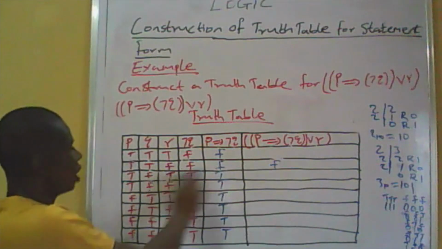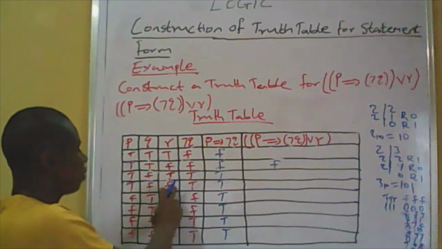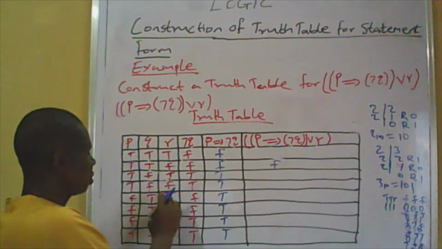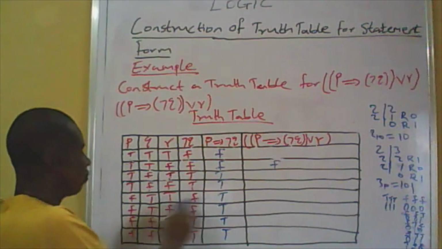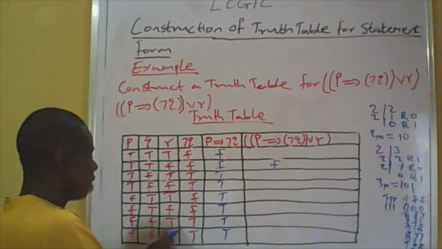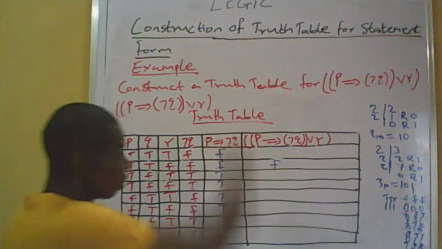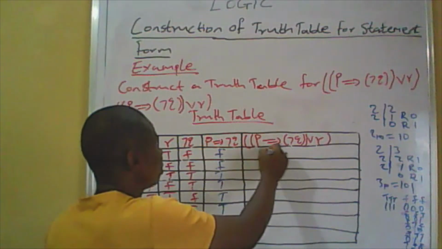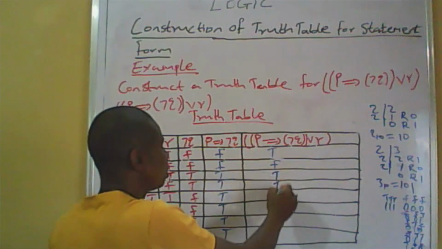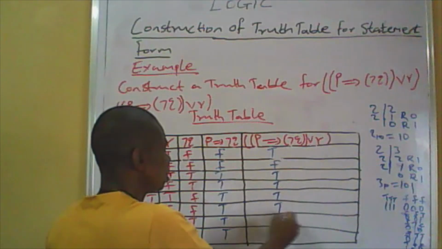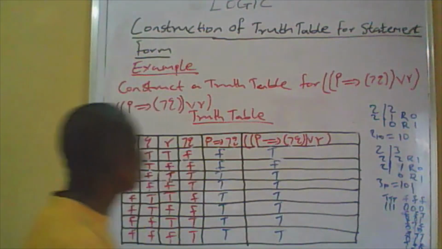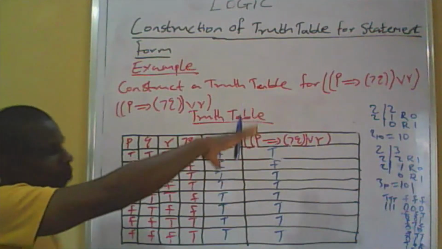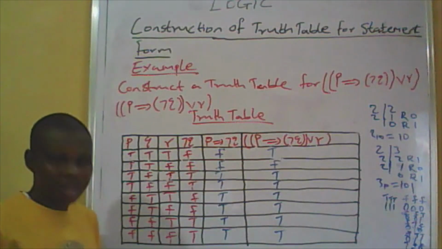Here it is T, here it is T. Here it is F, here it is T. Here it is T, here it is T. F, T, T, T, F, T. So all of them are true, except this second row. You have T, T, T, T, T, T, T. So this is the truth table for this statement, P implies not Q implies R.